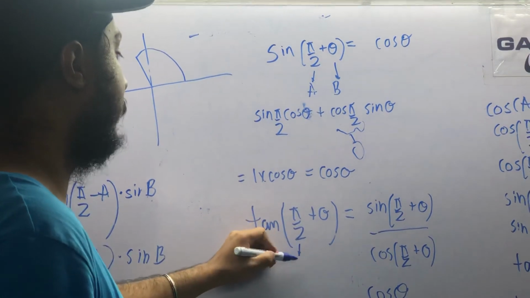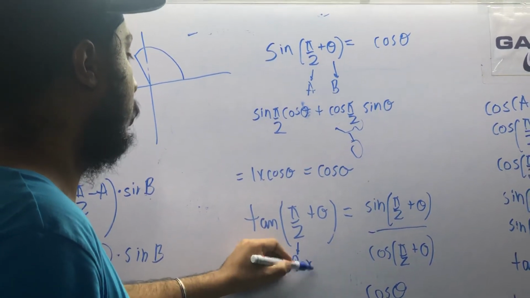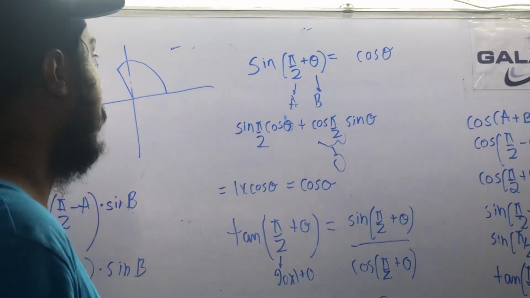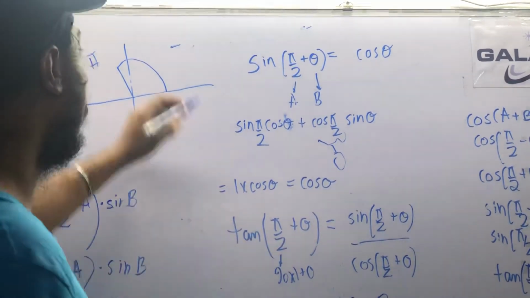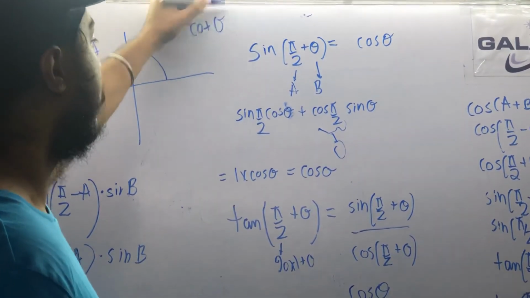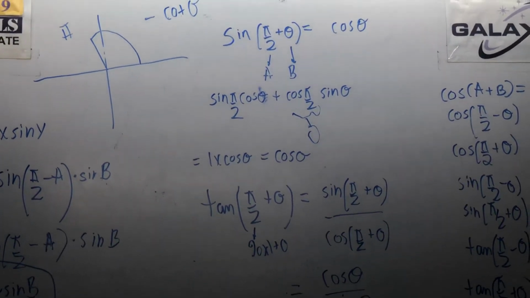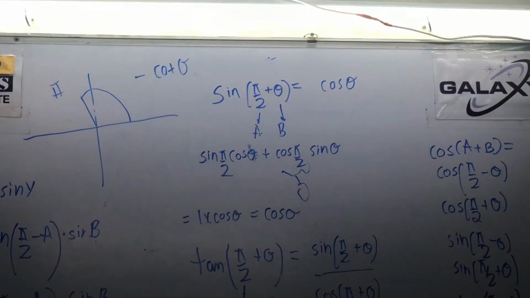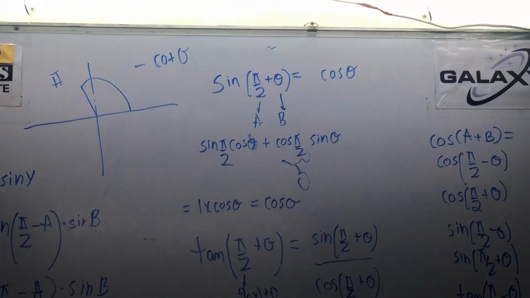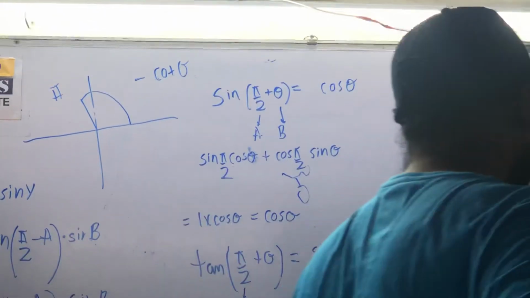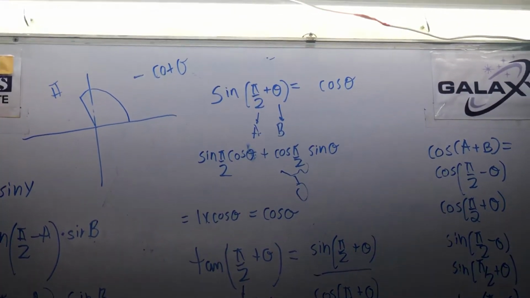Also it is 90, yes? 90 into 1 plus theta. So 1 is odd, so tan will get converted to cot. So cot theta. You can do it this way also, the way I have shown you earlier. But this is a technical method to solve this, I mean the derivation, okay? So now only two formulas are remaining.